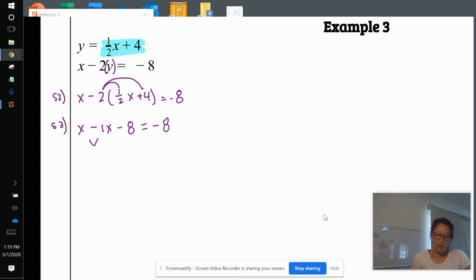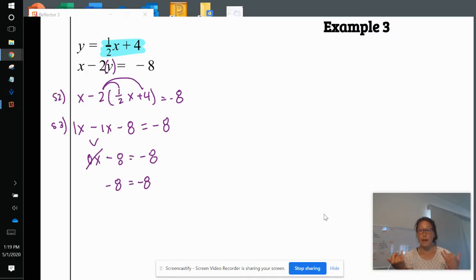Now combine my like terms, giving me 1. If you want, this is a 1x, a ninja variable, or ninja coefficient. So 1x minus x gives me 0x. Minus 8 is equal to negative 8. So I basically have negative 8 is equal to negative 8. Do you see any variables? Nope, they're gone. Okay. Does this equation make sense?